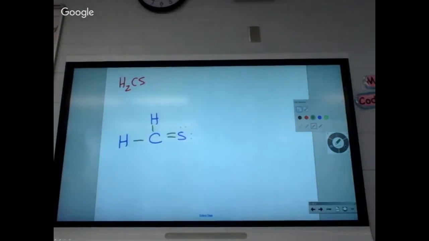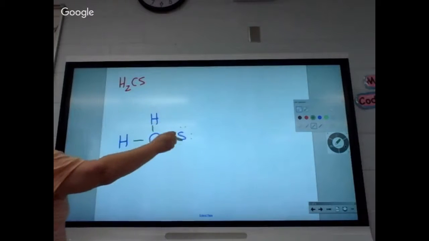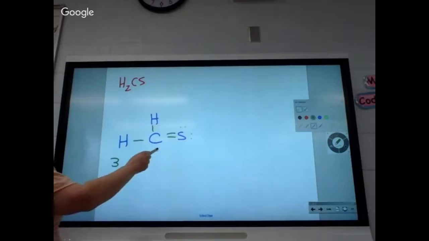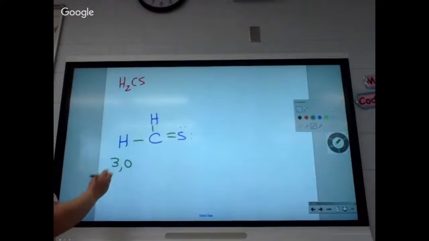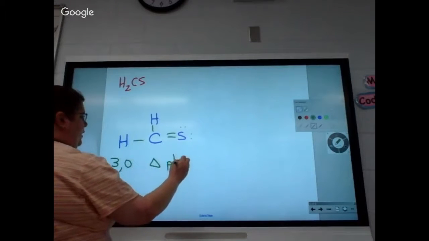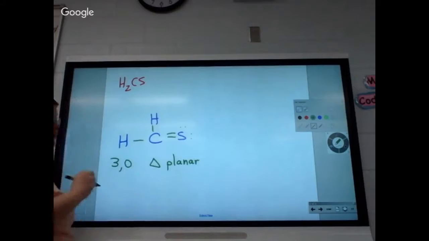So how many atoms are bonded to the C? 1, 2, 3. So we got 3 atoms. How many lone pairs are on the C? None. Okay? So what geometry goes with 3 and 0? Triangular planar. Okay? So tomorrow you got to know that geometry. 3 and 0 is triangular planar.